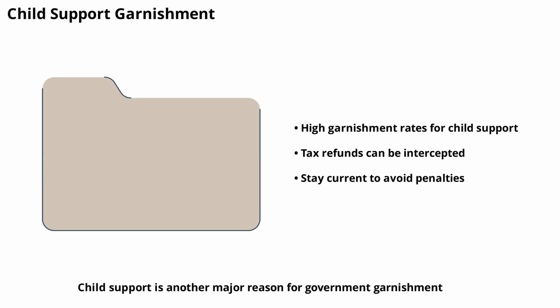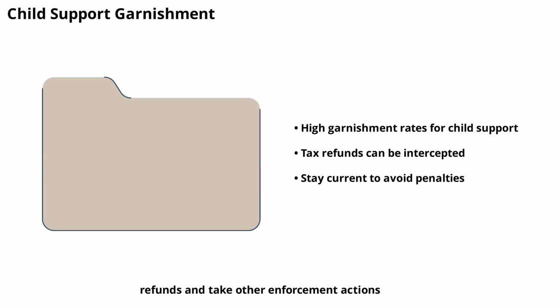Child support is another major reason for government garnishment. If you fall behind on court-ordered child support payments, your wages can be garnished, often at higher rates than other debts. In some cases, up to 60% of your disposable income can be withheld. The government can also intercept tax refunds and take other enforcement actions. It's important to stay current on child support to avoid severe financial consequences.